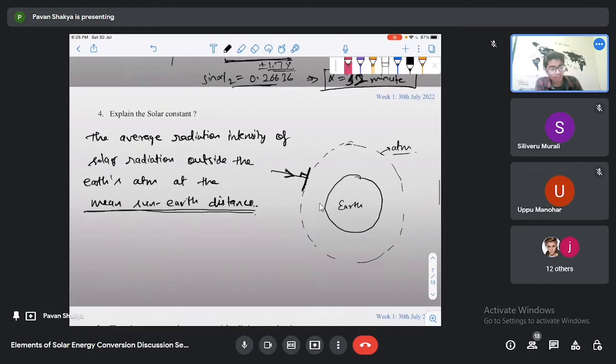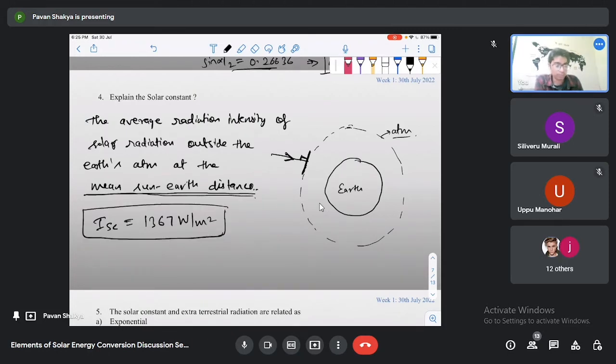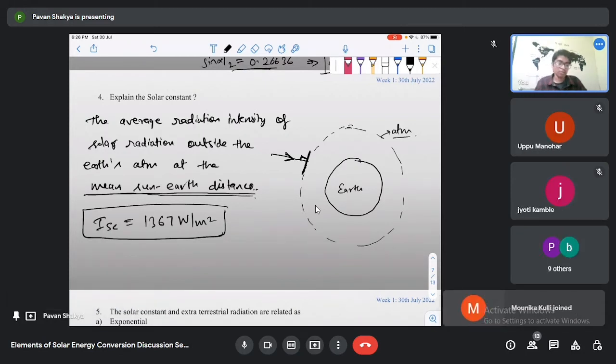For this problem we can see that the solar constant value is constant, and nowadays it has been defined as 1367 watt per meter square. Okay, if anyone wants to ask anything, they can go ahead. Okay, so let's go to the next problem.